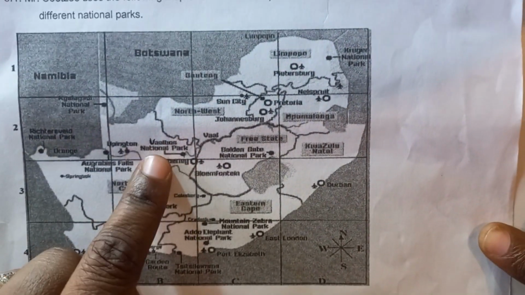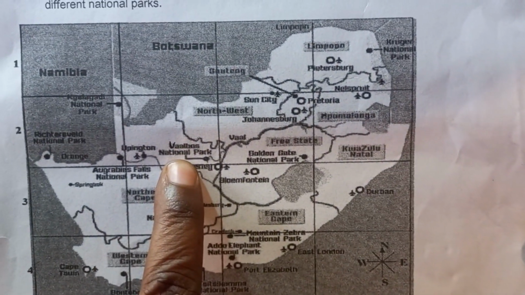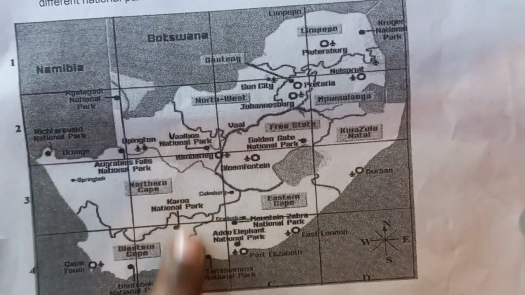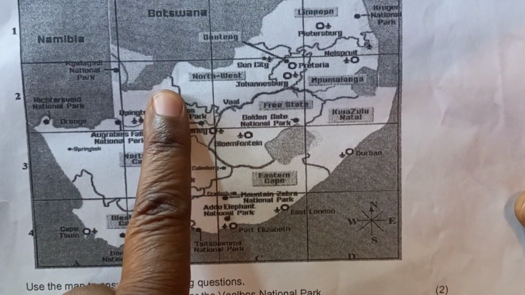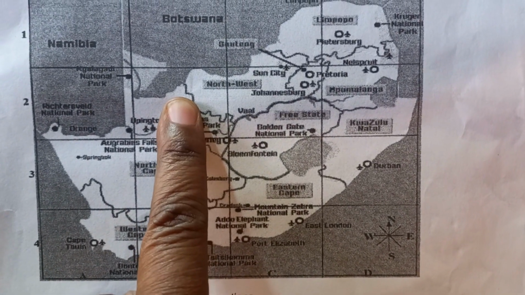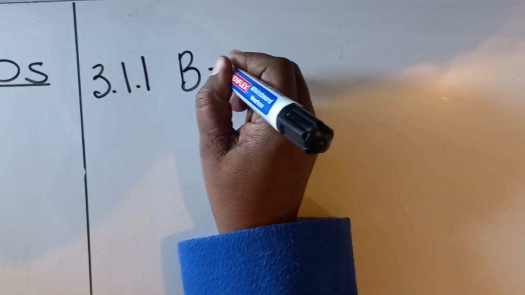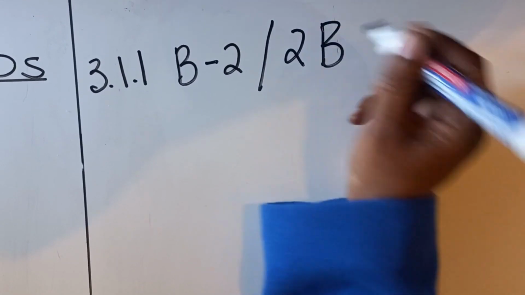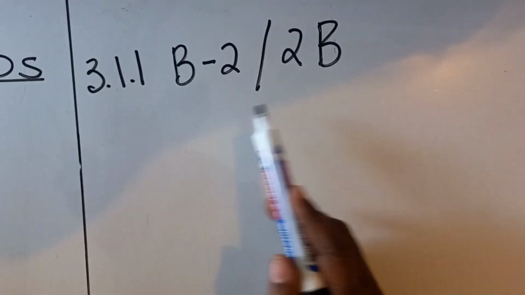Let's look at our map. So when you look at your map, here's the Valbos National Park. Where in the grid is it? It's in 2 and in section B. So it's 2B. You can write 2B or you can write B2. One of the two. Let's write our answer. You can write grid B2 or you can write 2B. You don't have to write both. You can write one of them.